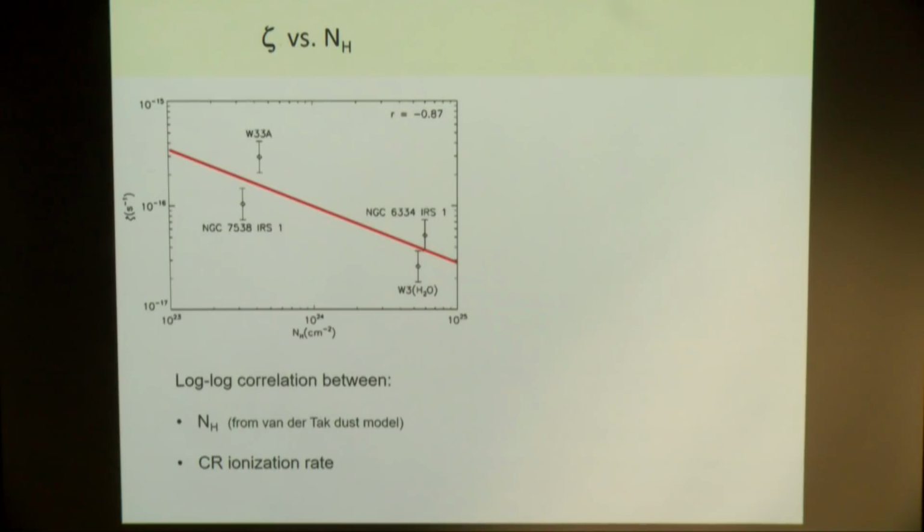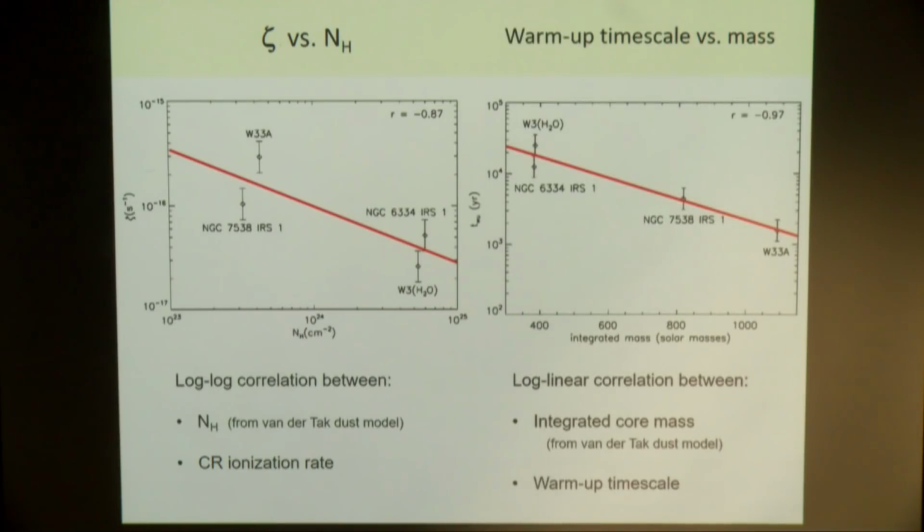The other thing I asked him to do, though, was to check the correlation between this warm-up timescale and the integrated mass of the hot core. So in other words, the total mass that we have in the star-forming core, and compare it with how long it should take for this material to warm up. Again, we find something that is in line with what, at least qualitatively, we would expect, which is that the more massive sources are going to evolve more rapidly. In fact, we get a very nice correlation, again, only 4 points, but it's a nice correlation between these two.